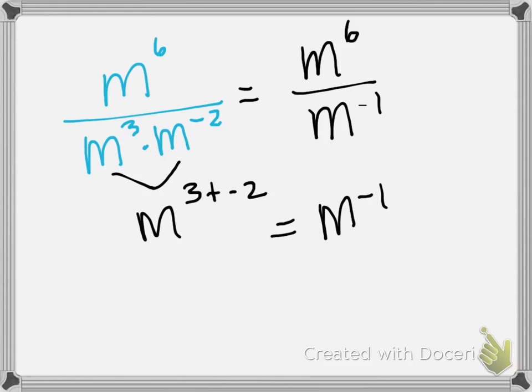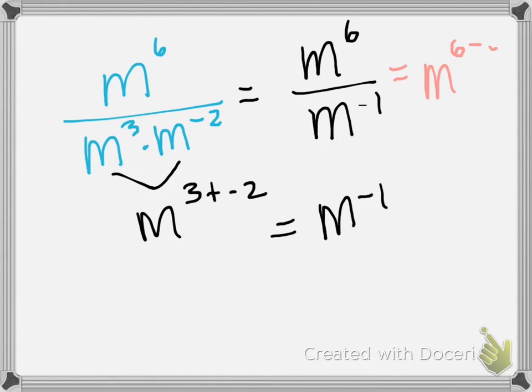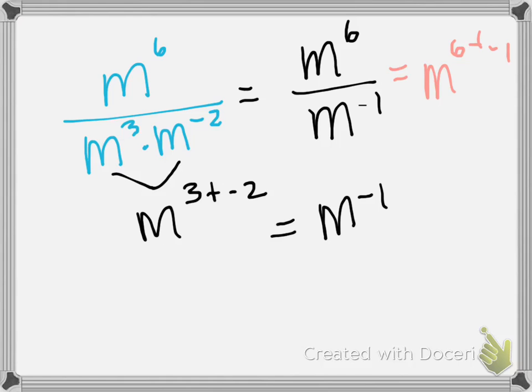Now that I just have a division problem, I know when I divide with a common base, I can subtract my exponents. So this is m to the 6th minus this whole exponent of -1. And for this, I can use keep, change, change. Oh my goodness, 6 plus 1 is m to the 7th.